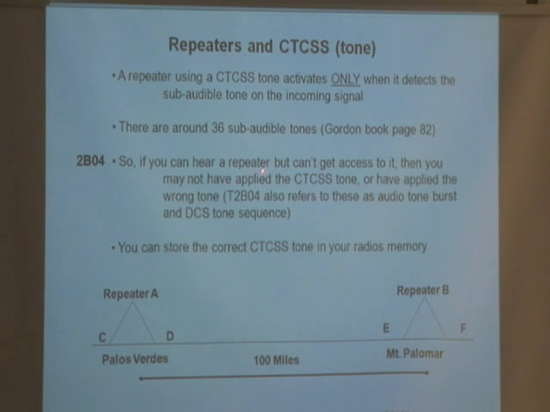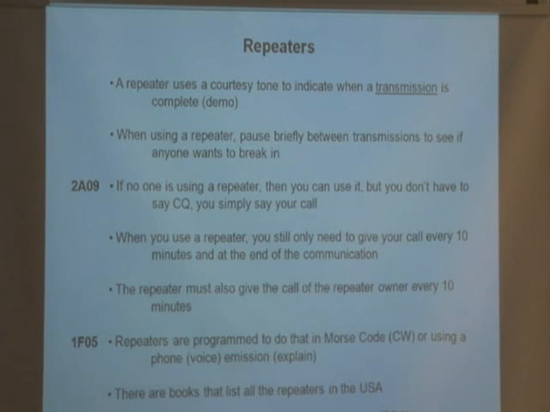So if you can hear a repeater but can't get access to it, then you may not have applied the tone to your radio, or have applied the wrong tone. Okay. This question here says, first it is audio tone burst and DCS tone sequences. I have no clue what that all means. Don't worry about that. This is the real thing, but this is the word they use. The point is this. You say, gee, I try to get into this repeater, but I can't. Then you haven't programmed the right tone, more than likely. And again, you can store the tones in your memories when you store the frequency stuff.